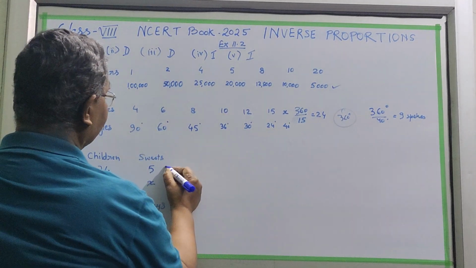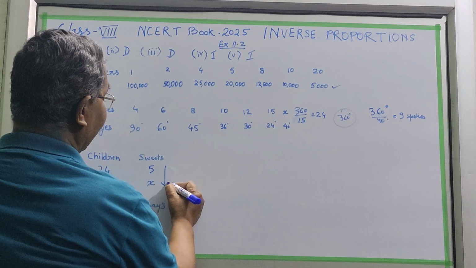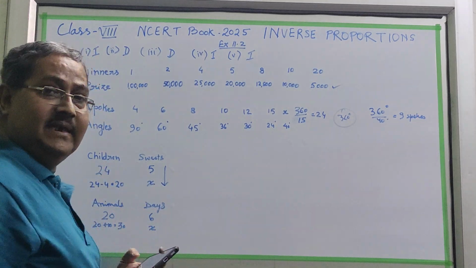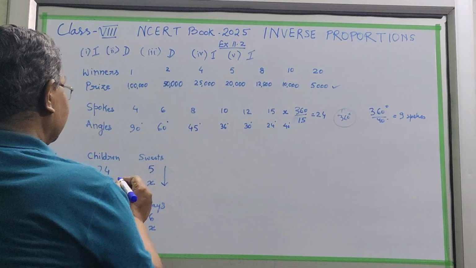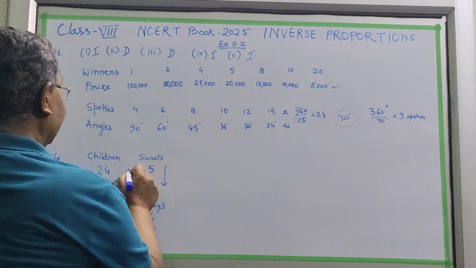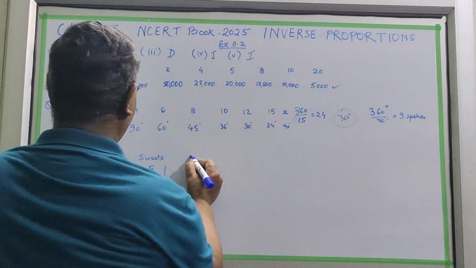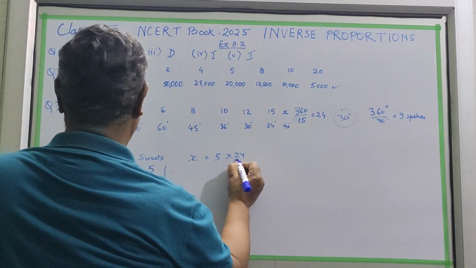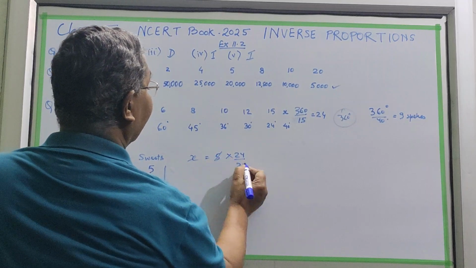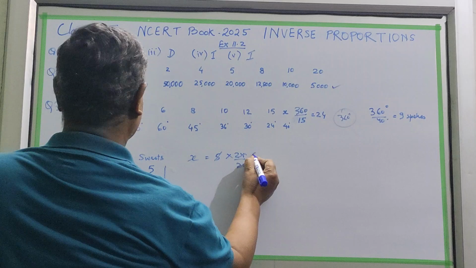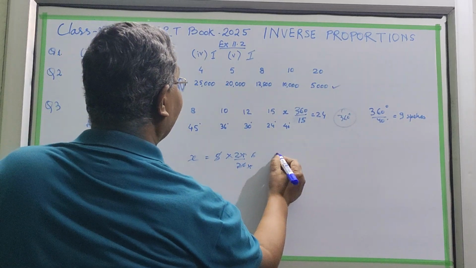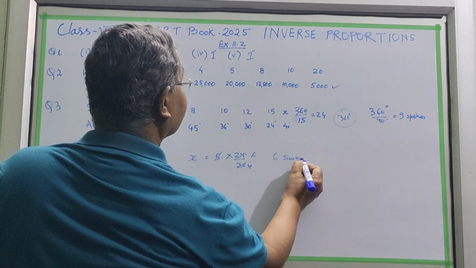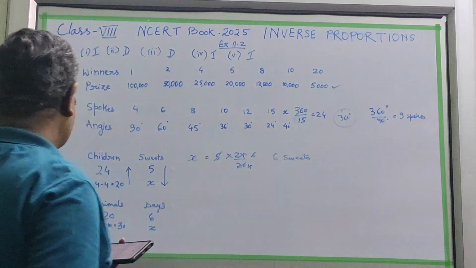Now as I have told previously, in direct proportion the arrows are always in the same direction. But here it is inverse proportion, so the other arrow will be in a different direction. So here x is equal to 5 into 24 upon 20, which means 5 fours or 4 sixes. It means each will get 6 sweets. 6 sweets each will get. This will be your answer.